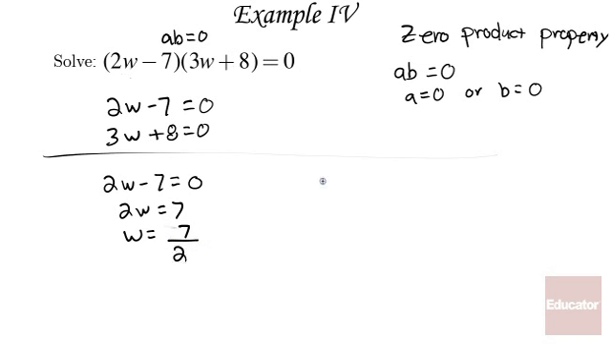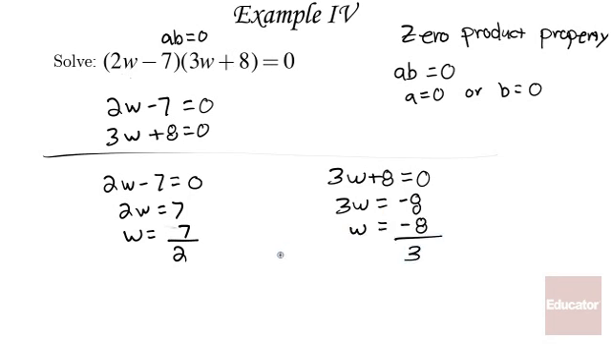I have a second equation, 3w plus 8 equals 0. Subtract 8 from both sides. I'm trying to isolate the w, so divide both sides by 3. So I have two solutions here. My solution set would be that w could equal negative 8/3, and w could also equal 7 halves. These are the two solutions for this equation.